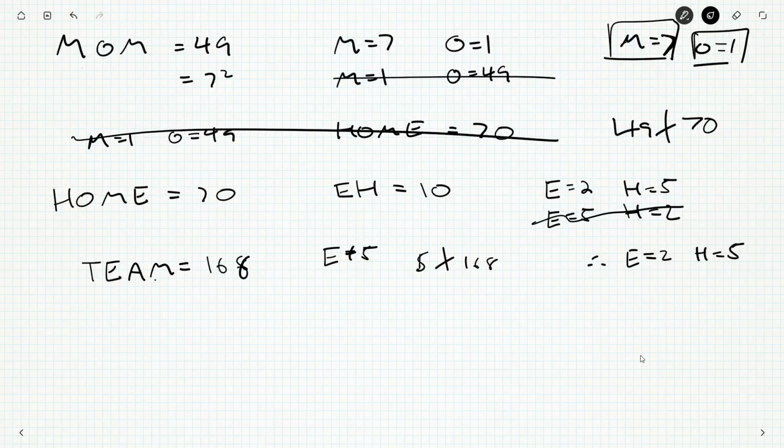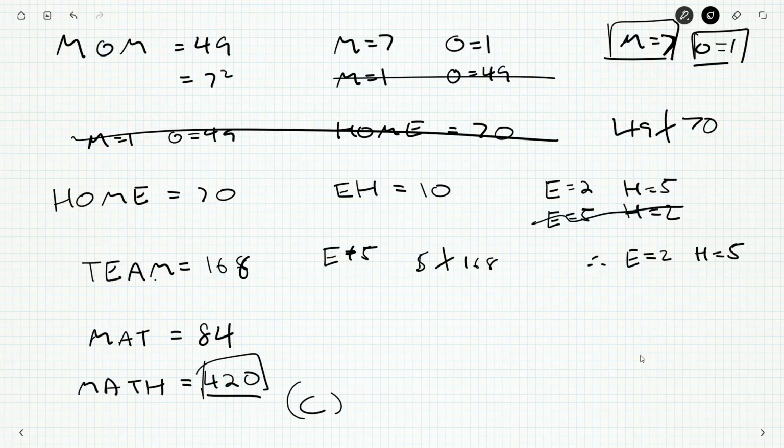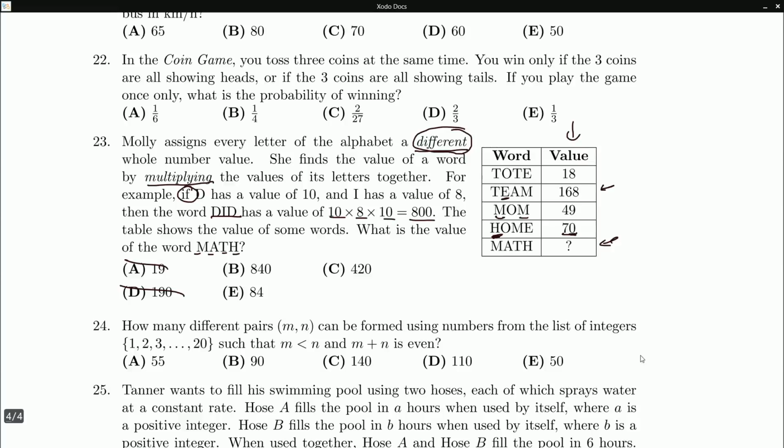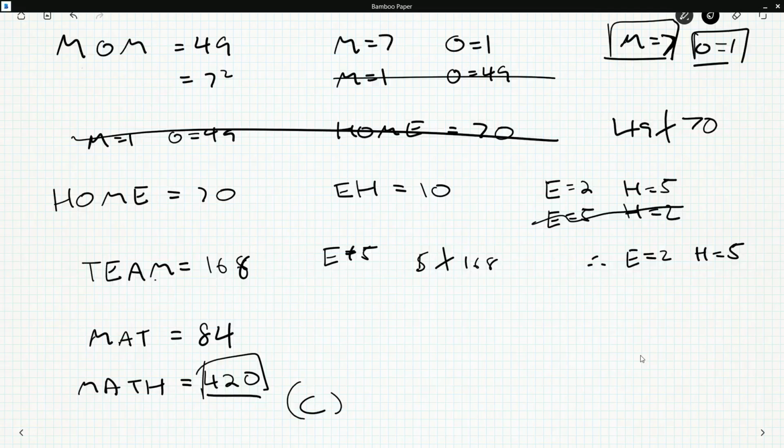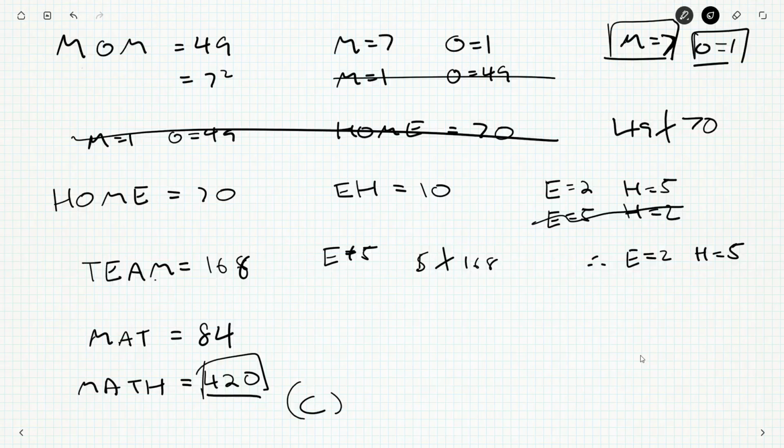We're getting some of the numbers. Although, if I divide by E here, I can get the word mat. So if I divide by 2, I get 84. And then if I multiply by H, I multiply by 5, so I get 420. I think that was answer C. Let's go back and double check. Yeah, answer C is 420. So I've got the word math. That didn't take too long. Just sort of playing around. I didn't expect to get it so quickly, but there it is.